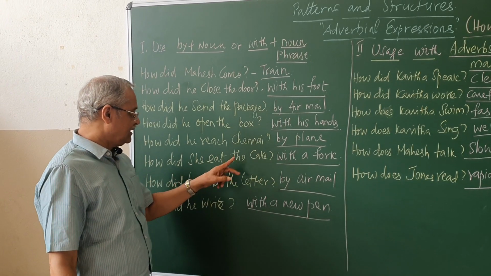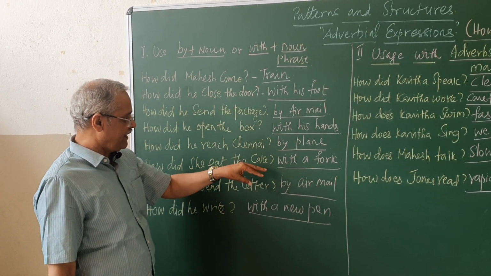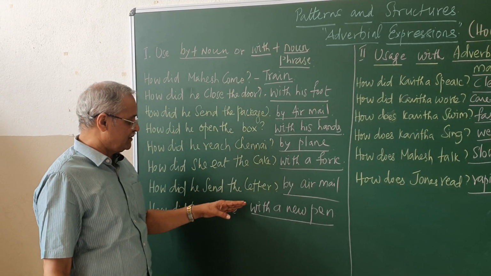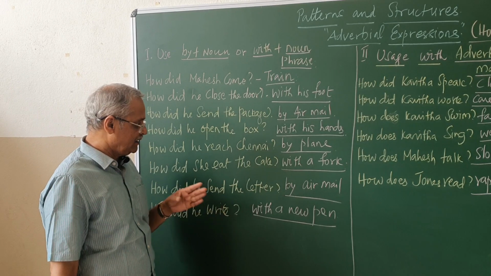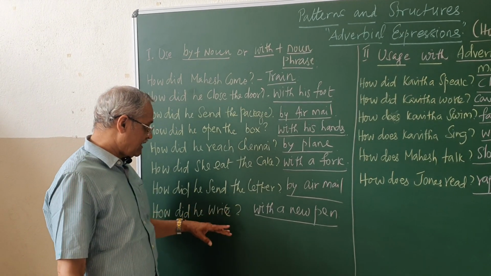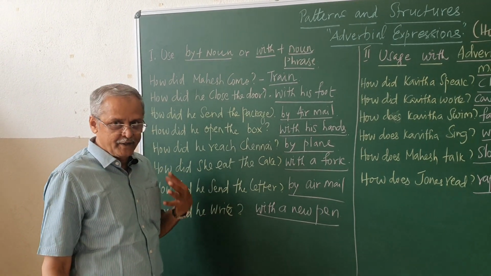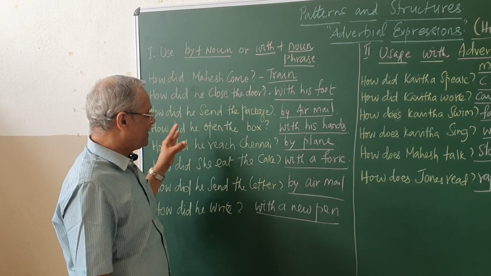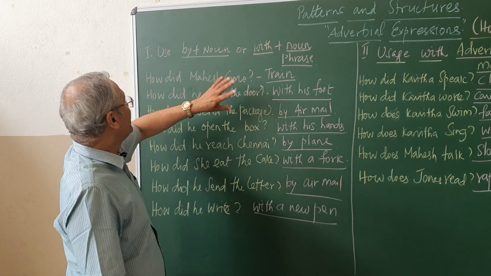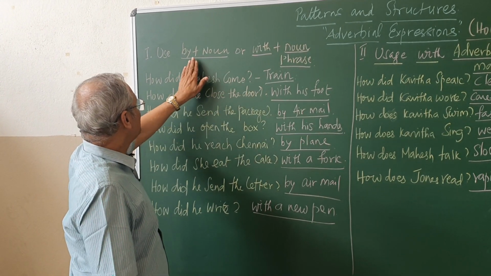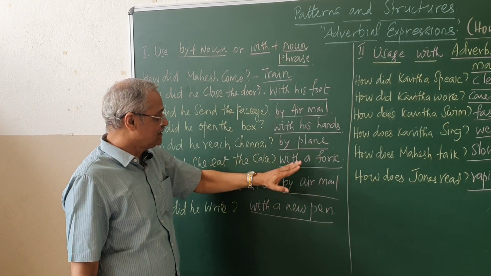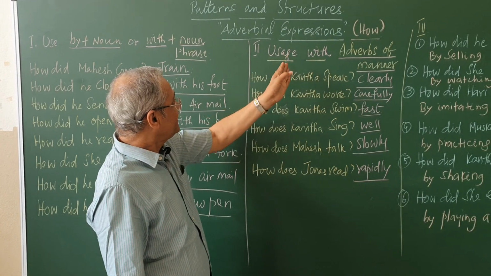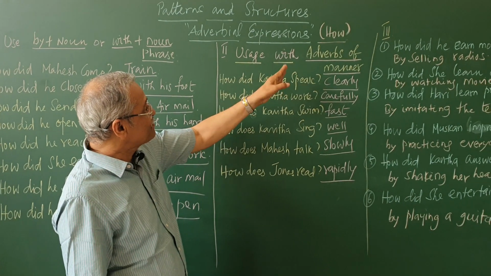How did she eat the cake? She ate the cake with a fork. How did he send the letter? He sent the letter by airmail. How did he write? He wrote with a new pen. So, whenever we ask a question with how, our answer can be by plus noun or with plus the noun phrase. This is one way.